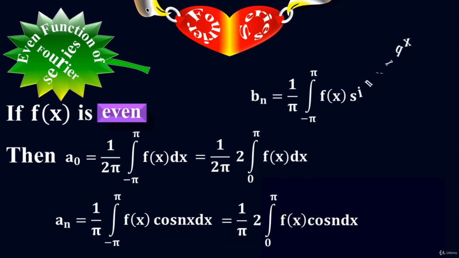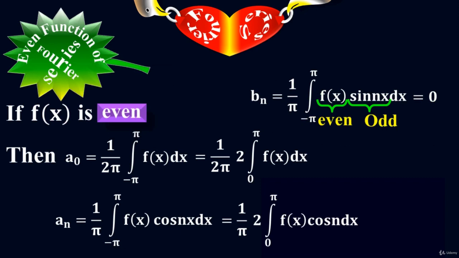But what if I take b sub n? It equals 0. Why? Because the given function is even and sin nx is odd. So even times odd equals odd. Now according to the rule, if you have an odd function in the Fourier series integral, it always equals 0. So this whole function is odd. You have a value for the coefficients only if the product is an even function. If the product is odd, your coefficient value is 0.